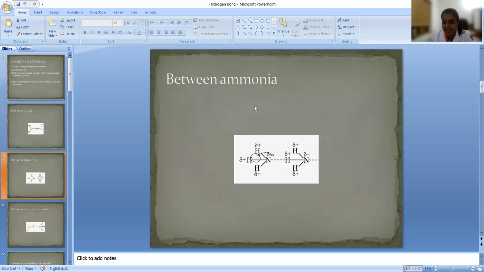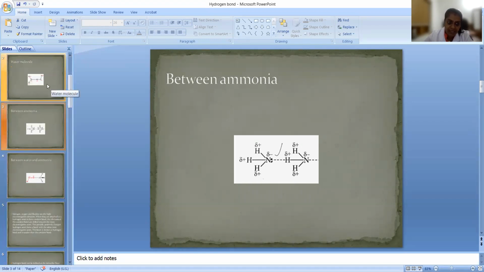If you take two NH3 molecules, here also let us see whether the condition is satisfied or not. Here also the condition is satisfied because there is an electronegative atom, nitrogen, attached with hydrogen, and it has a lone pair. There is charge separation between nitrogen and hydrogen, and the lone pair is sharing with this hydrogen, and we are getting the hydrogen bond here also. Now let us take a mixed case.